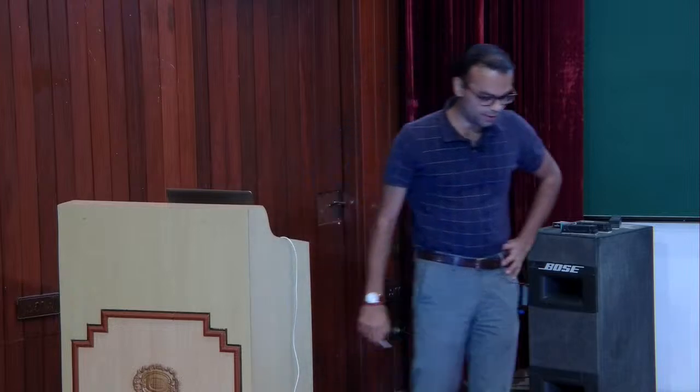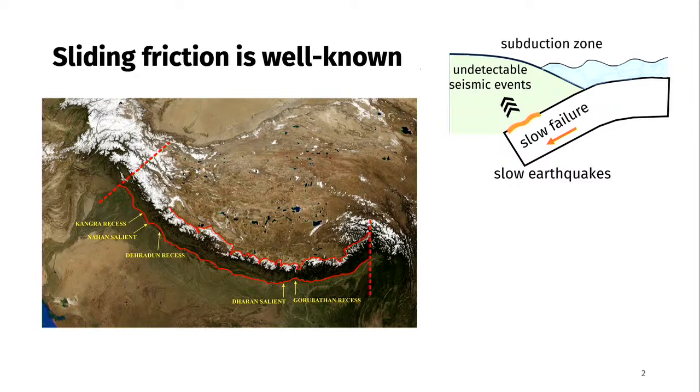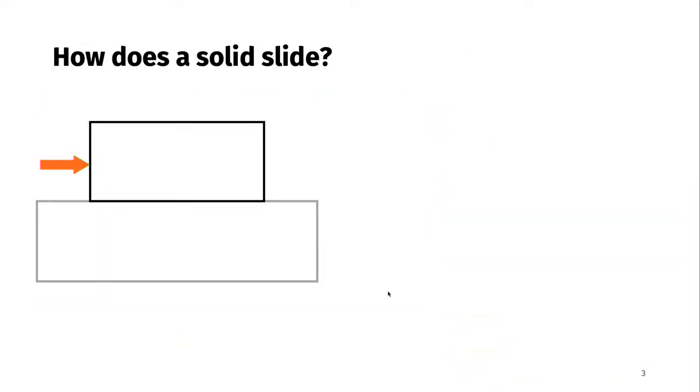The basic context for the talk is sliding friction, and we all know sliding friction very well. This is an image of the Himalayan fault that runs across the foothills of the Himalayas, and you can have slip events, and these emit seismic waves, and you feel them as earthquakes and so on. And right from this scale, which is very large, all the way to something very small and relatable, the mechanics of what happens when these bodies slide turns out to be remarkably similar.